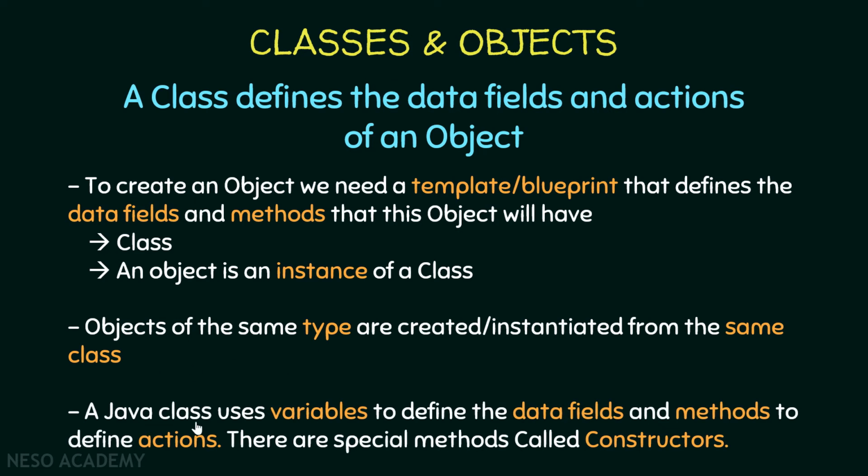Finally, a Java class uses variables to define the data fields and methods to define the actions. So for example, inside the point class, we have two variables, x and y, and these variables are the data fields of a point object. Also, inside the point class, we have methods, and these methods will be the actions of a point object. And there are special methods which are called constructors. So let's talk a little bit about constructors.